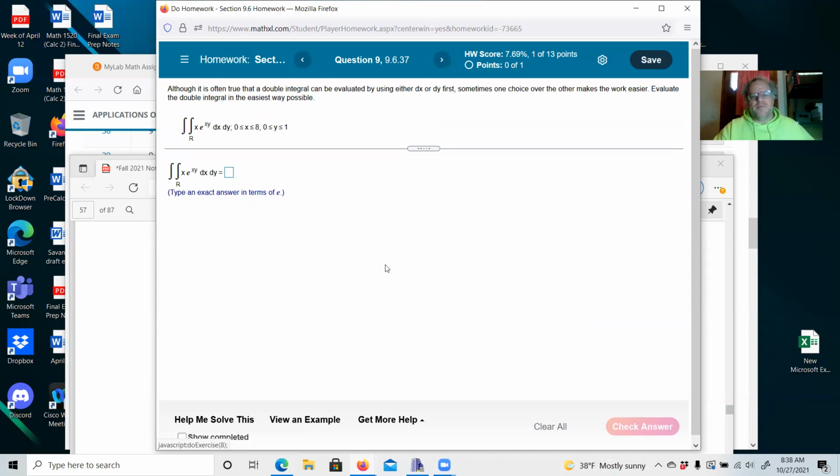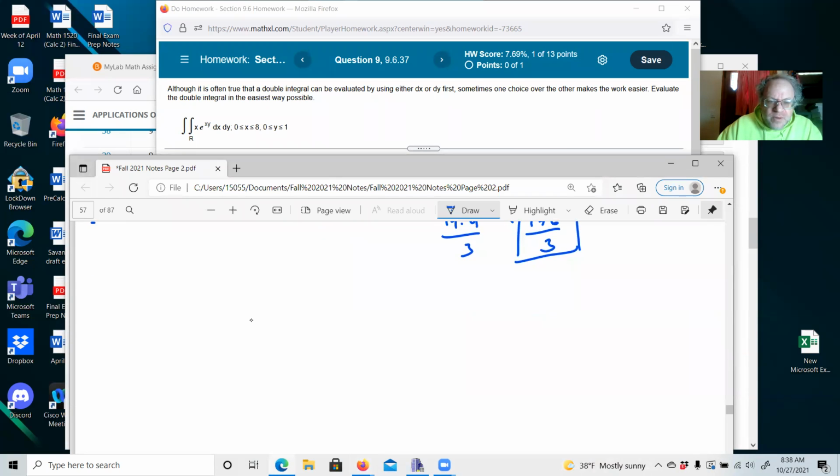So this one is a little bit more tricky because sometimes which variable you choose will make a difference. I'm looking here at this x e to the xy business. Do you remember trying to integrate, if we just wanted to integrate x e to the x, that was an integration by parts. So x goes from 0 to 8, y goes from 0 to 1.